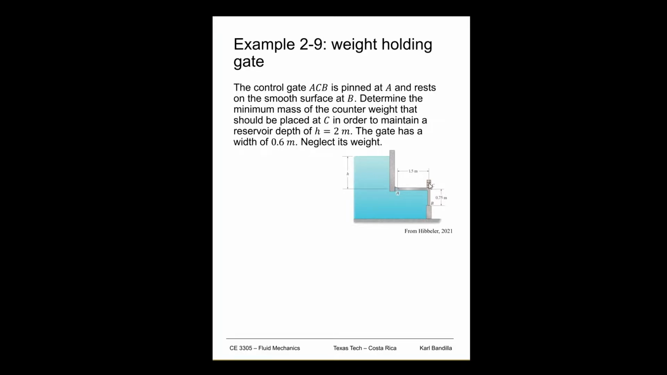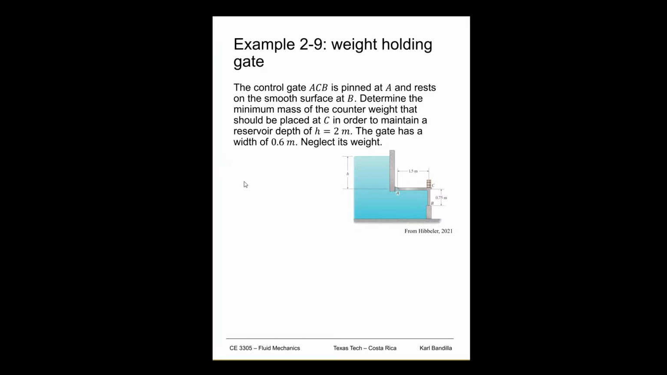And so we're now asked to figure out how much weight we'd have to put here if this height is equal to 2 meters. And we're given the width of the gate, right, to get the forces, but we're told to neglect the weight of the gate itself. All right, so that looks like a pretty standard static problem to me.